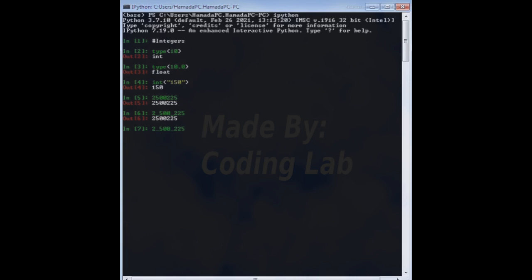Okay, we can't use in Python commas with this large number because the result will not be our integer number, it will be something else called tuple. We will learn about tuples in the next lessons. So we use underscores instead of commas for the large numbers to be easy to read.